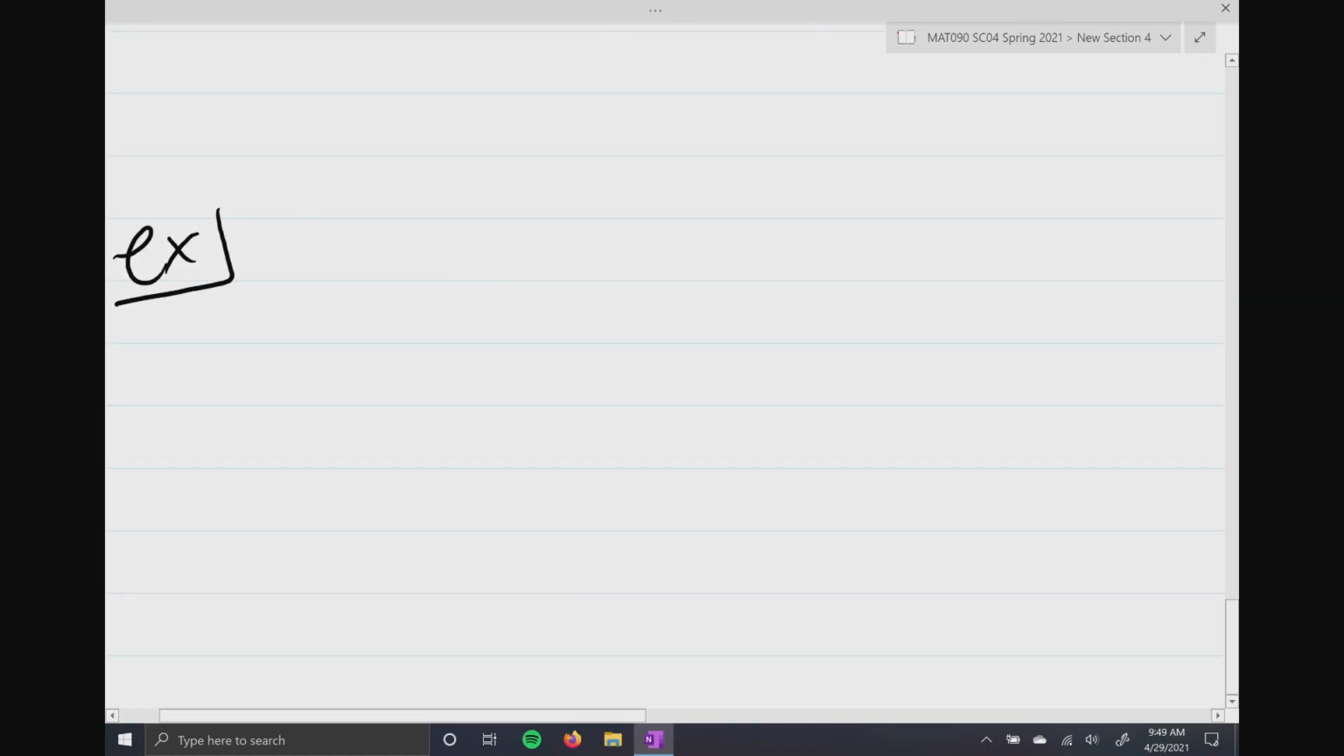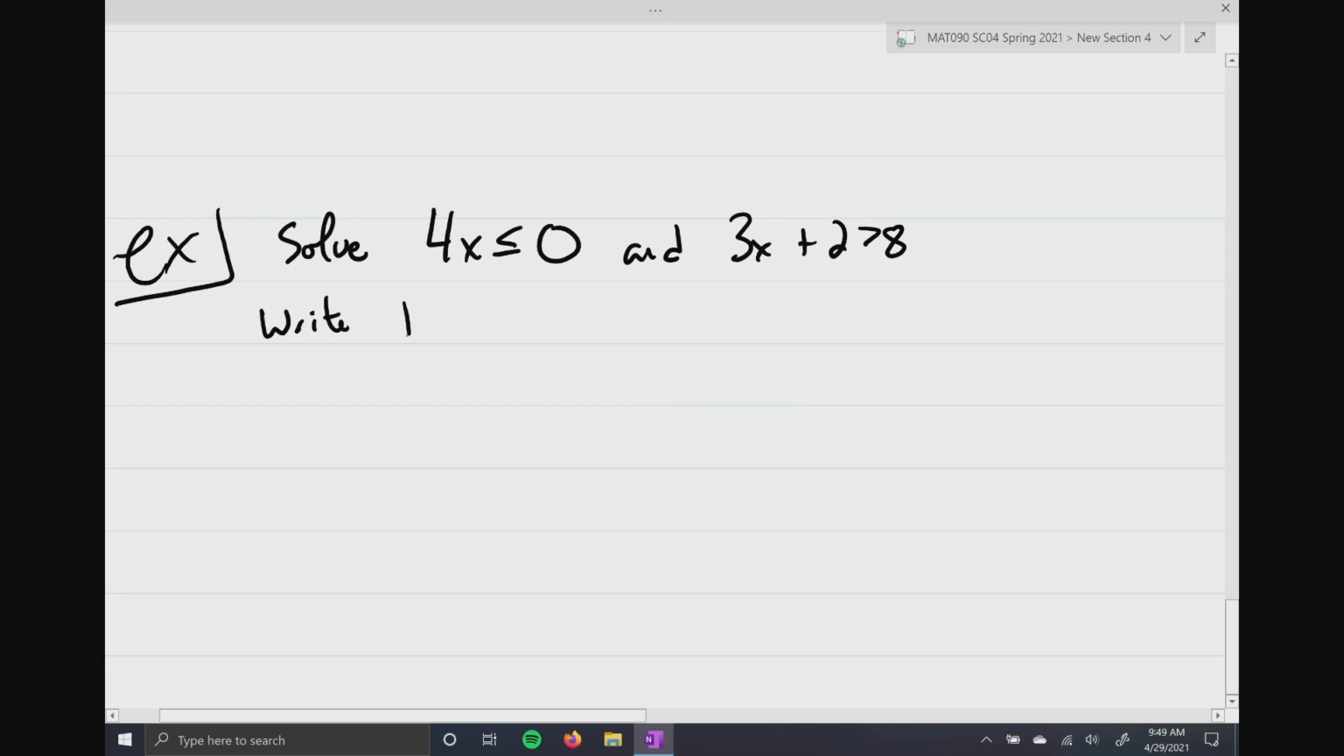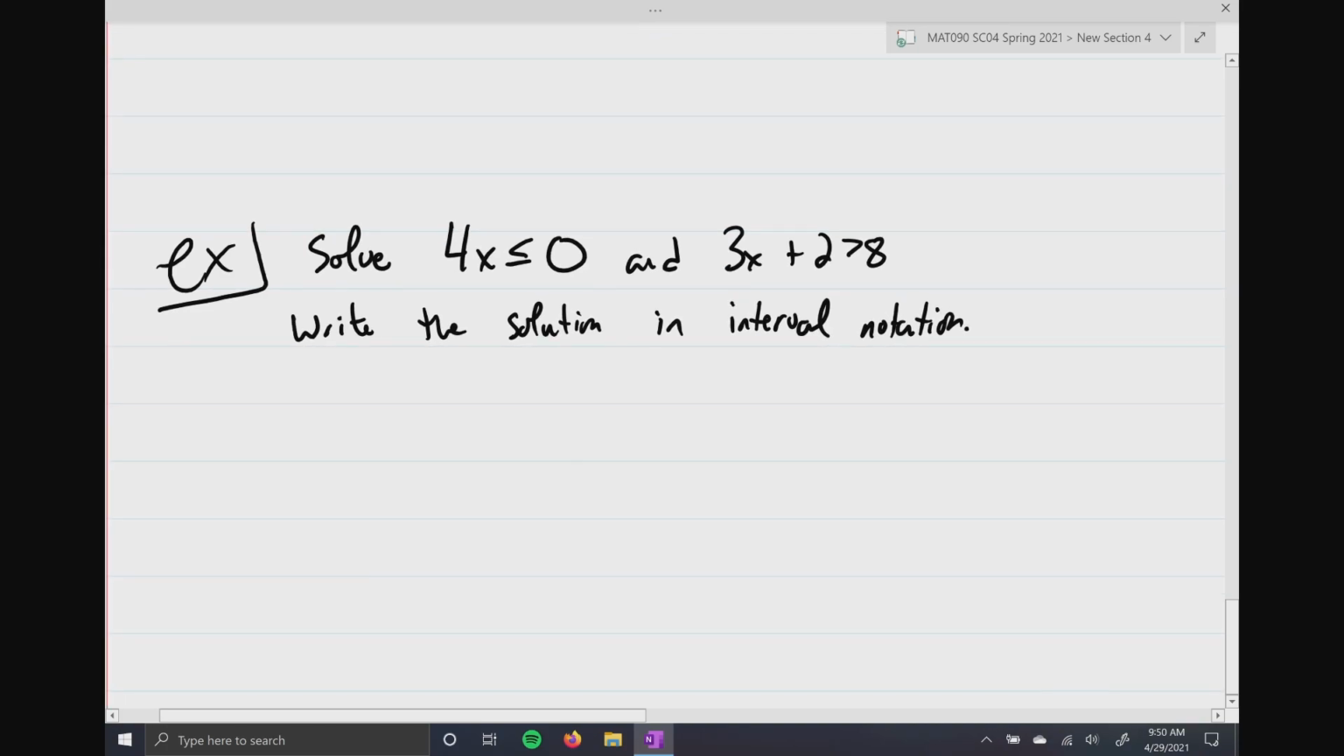All right, now this time I'm going to speed up here a little bit. I want us to solve 4 times x is less than or equal to 7, and 3 times x plus 2 is greater than 8. Write the solution in interval notation. All right, that's what we did above. So, like I said, I'm going to just speed up just a little bit here.